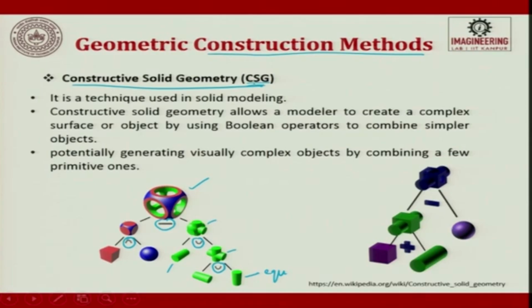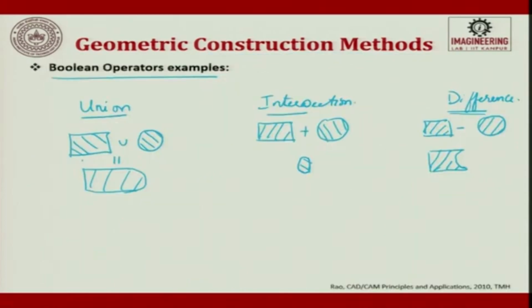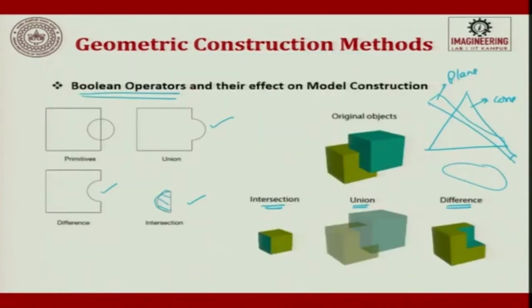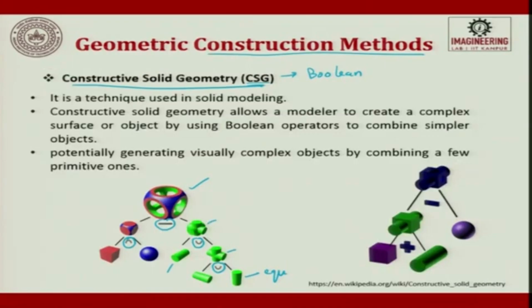So, constructive solid geometry follows Boolean operation which we have discussed earlier. Here solids are taken and these solids are removed, so that you get the result. Whatever we have studied in the previous case, this is an extension, and that extension leads to constructive solid geometry.